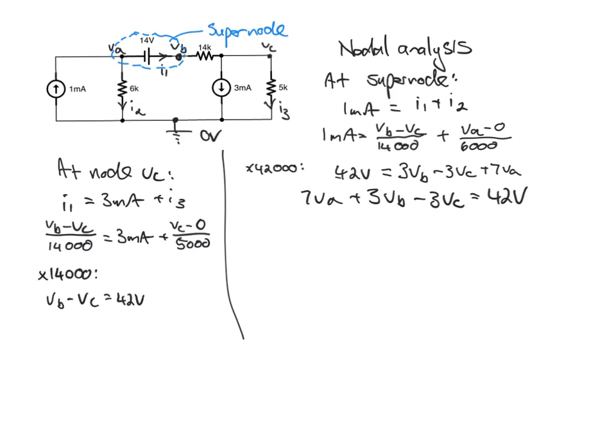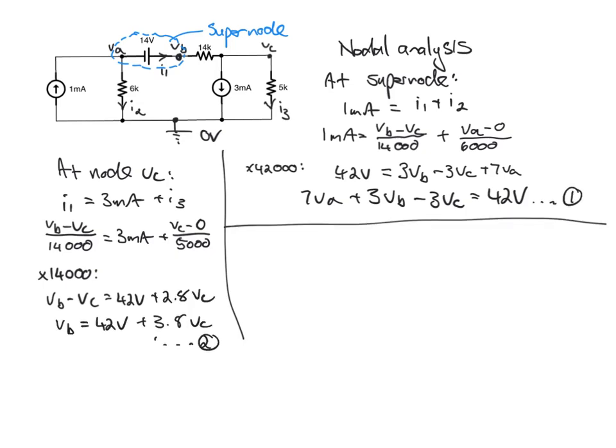42 volts plus 2.8 VC. And if we arrange it so that we have like terms together, we can in fact find an expression for VB in terms of VC, so we get VB is equal to 42 volts plus 3.8 VC. And let's call that expression 2.